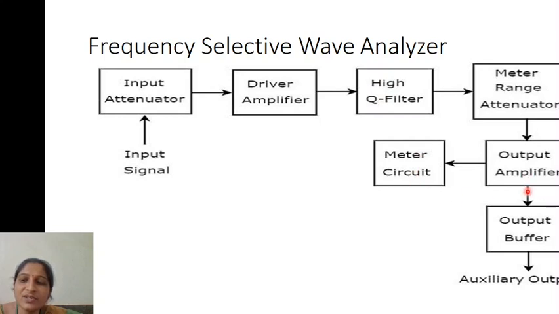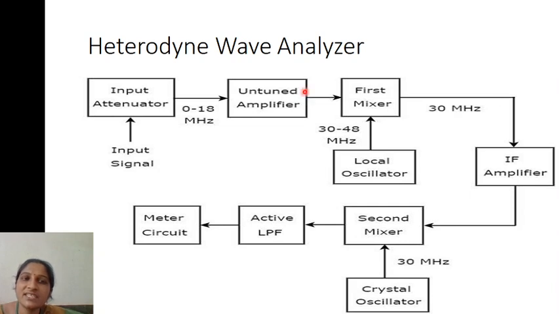circuit. And if you want to use this for other purposes, then it is connected to the output buffer, and from the output buffer it is given to the auxiliary output. So if you want to use this output for different purposes, it can be used here. So one circuit is for the meter if you want to measure, and if you want to use this for other auxiliary outputs also, you can use it. So here only particular selected frequencies are being analyzed. So this is called a frequency selective wave analyzer, and this is the block diagram of the frequency selective wave analyzer.